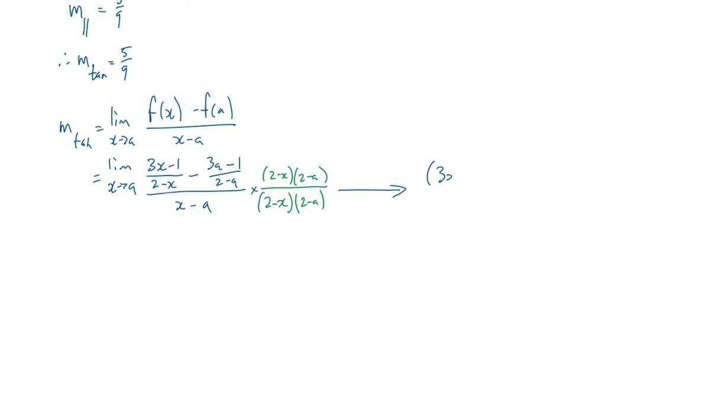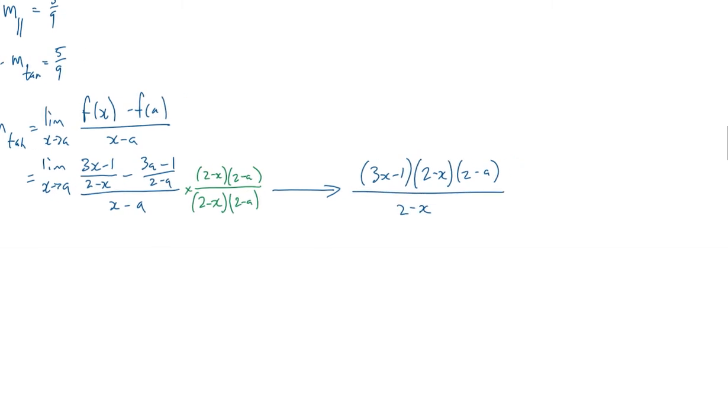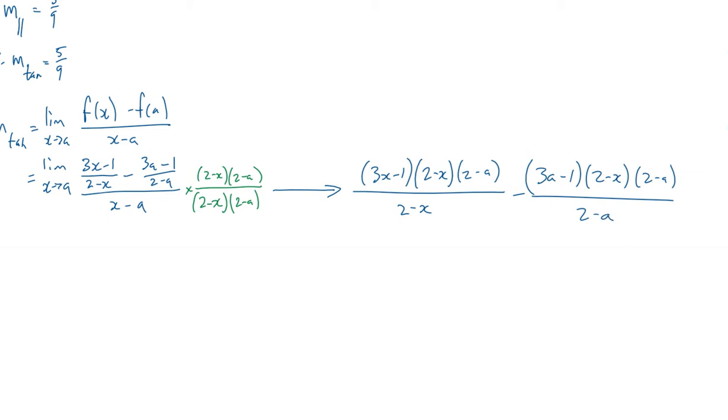So I got 3x minus 1 times 2 minus x times 2 minus a over 2 minus x, right? And minus 3a minus 1 times 2 minus x times 2 minus a over 2 minus a. Okay, so those divide out and those divide out. And then there's a whole bunch more work that we can do here.